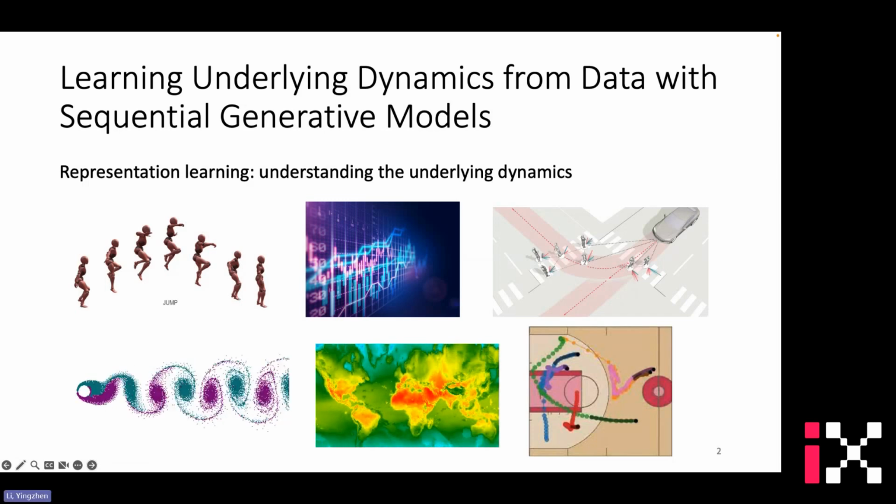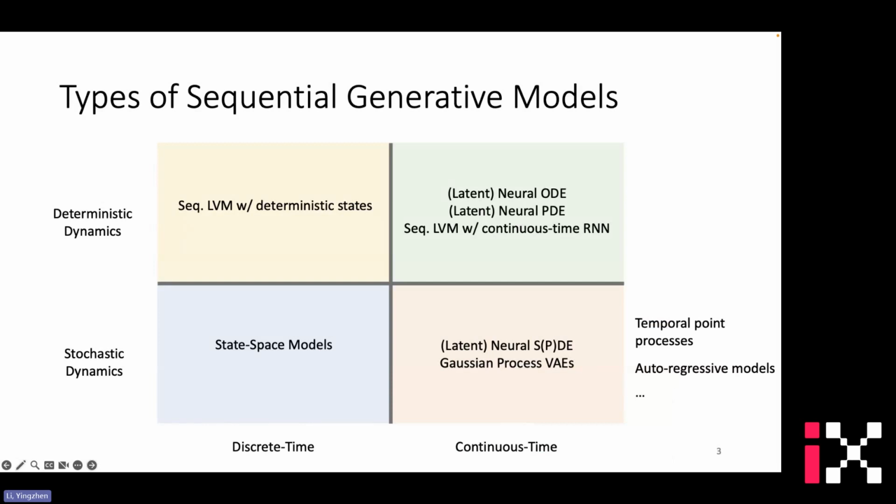Again, let me give you a rough view of the available sequence generative models at this moment. We are not going to talk about all of them because there are way too many and we don't have time. But roughly speaking, if you're talking about modeling dynamics, you can categorize these models into a quadrant with two orthogonal dimensions. Either the underlying dynamics is deterministic or stochastic, and we'll talk about the difference later. Or the model itself is a discrete time model or a continuous time model.